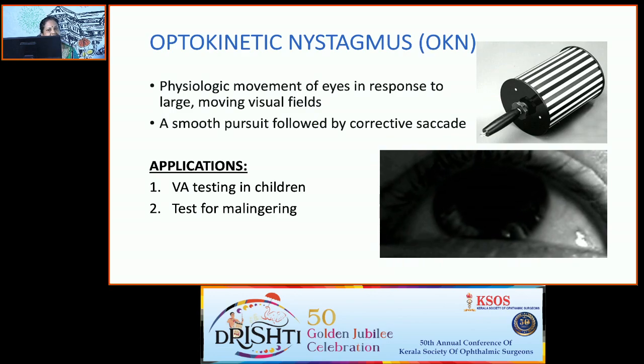Coming to optokinetic nystagmus, this is the physiologic movement of the eye in response to a large moving visual field. You can observe this in your co-passenger in a railway journey. Okay, so there is a smooth pursuit followed by corrective saccade, and we can use this OKN drum to test this, especially for visual acuity testing in preverbal children and to test for malingering. So this is normal. Okay, OKN is normal.